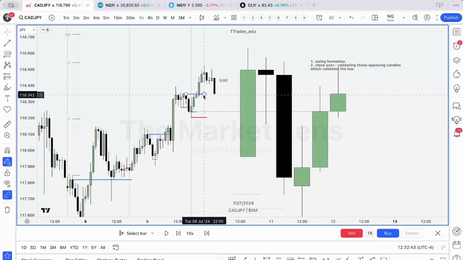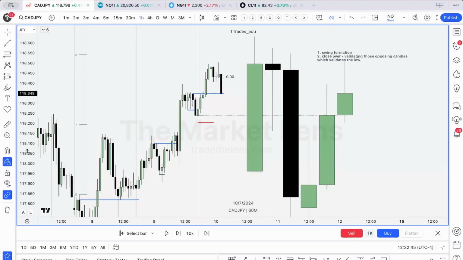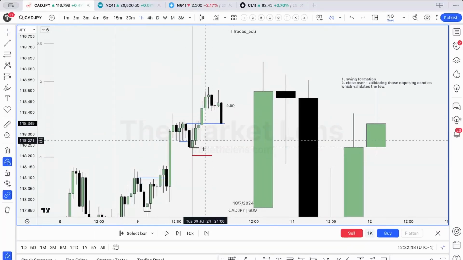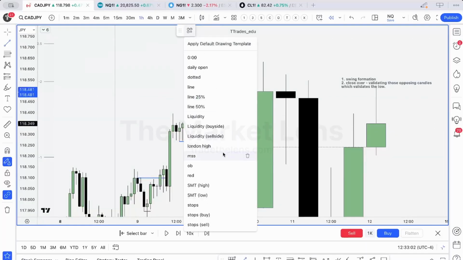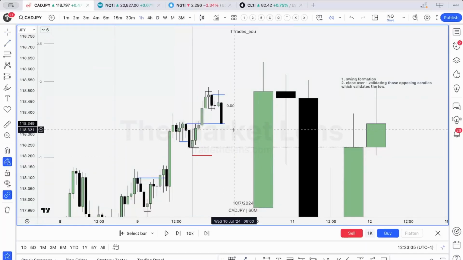Well, we'll go take a look at this little example here, or this reversal, right? What do we notice? We can't close over here. Okay, that's our first little sign that we could get a retracement. Now here, right, we start to form a swing. When would that be validated? When we close over here, but what happens? We don't close over, we close back inside the previous range, and then we go lower, right?